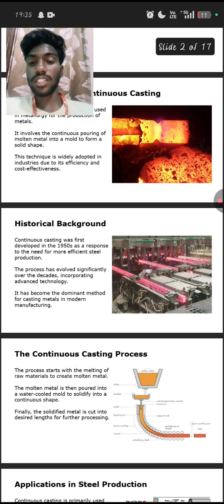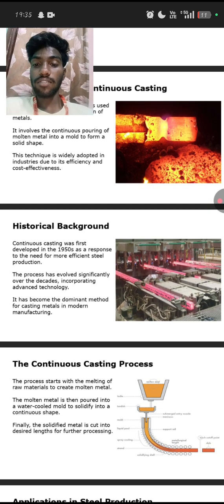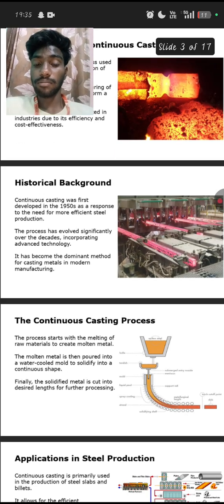If we check the historical background, continuous casting was first developed in the 1950s as a response to the need for more efficient steel production. The process has evolved significantly over the decades, incorporating advanced technology. It has become the dominant method for casting metals in modern manufacturing.